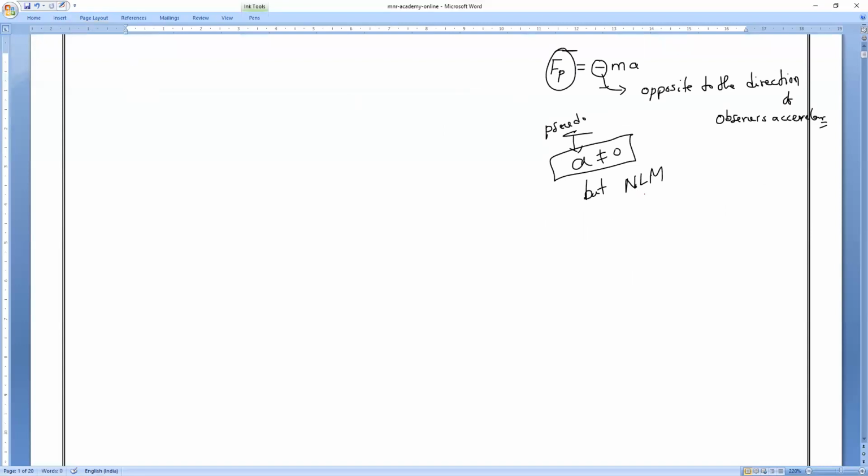Now, observe very carefully. What is the concept we studied in yesterday's class? If the observer's acceleration is in the upward direction, then the pseudo force acts in what direction? Downward direction. If the observer's acceleration is in this direction, then the pseudo force acts in what direction? Backward direction. So that is what is called pseudo force. Am I right or wrong? Everybody clear? That is what we have done in yesterday's class. Right or wrong? Yes or no?